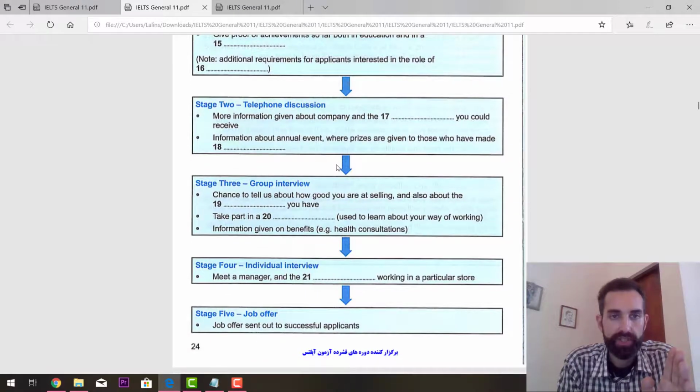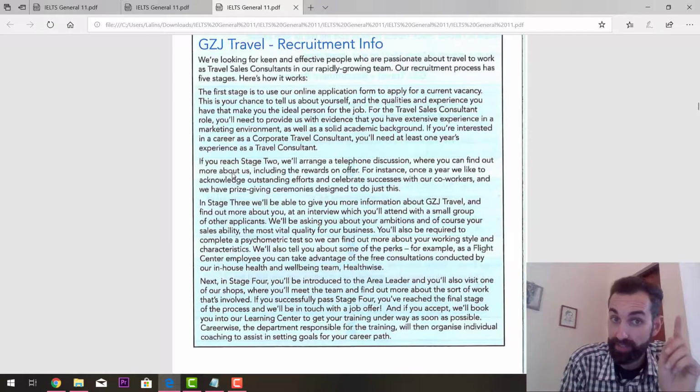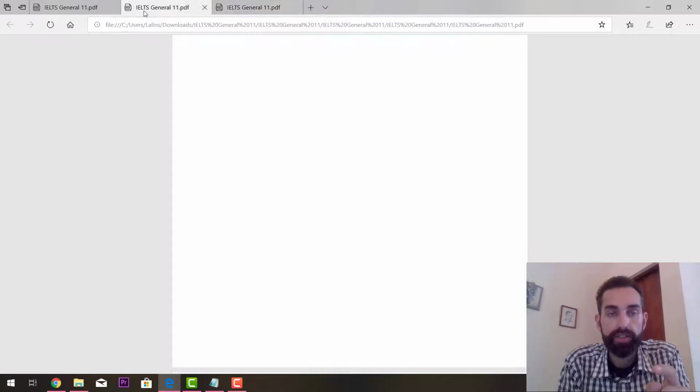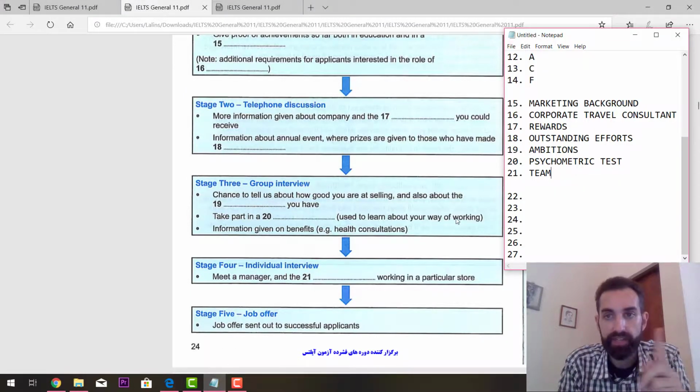Now, 17. More information given about the company and the blank you could receive. That was here: "If you reach stage 2, we'll arrange a telephone discussion where you'll find out more about us." That's the company. They're referencing themselves using a pronoun, us, including the rewards on offer. So that was clearly about the company and the rewards. So 17 is rewards.